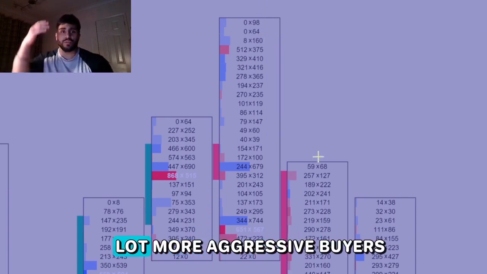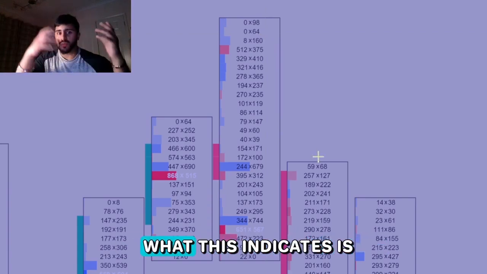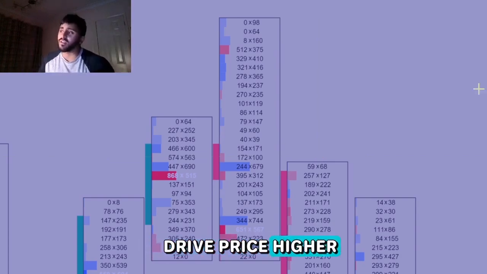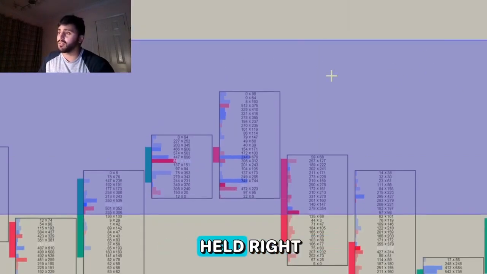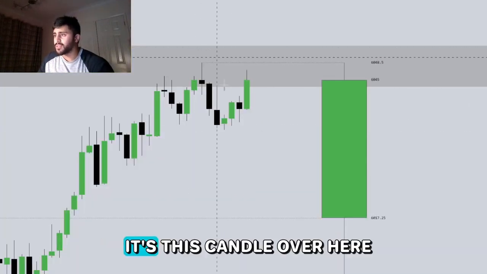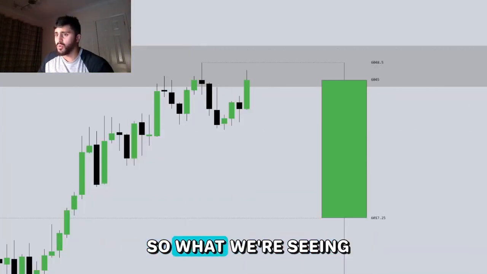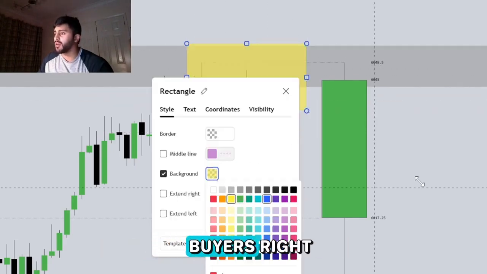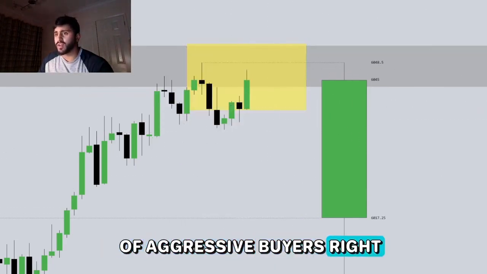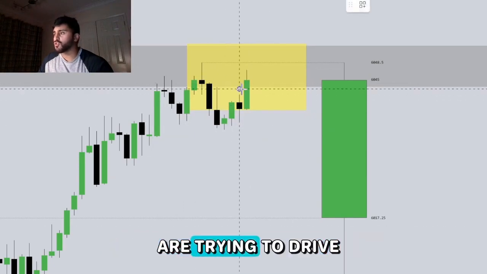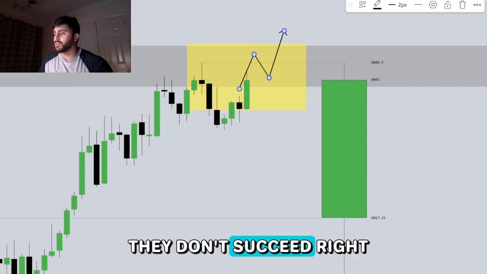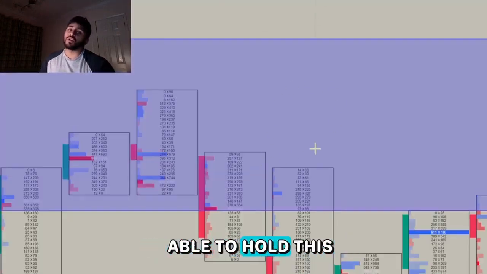So when you see a lot more aggressive buyers and sellers, what this indicates is that the aggressive buyers are trying to drive price higher, but this zone still held, right? The zone is all the way up here. When we go to the regular candlestick chart, it's this candle over here. It's the exact same candle. So we are seeing a lot of aggressive buyers trying to drive price higher. Do they succeed? Well, they don't succeed, because the market is able to hold this level.